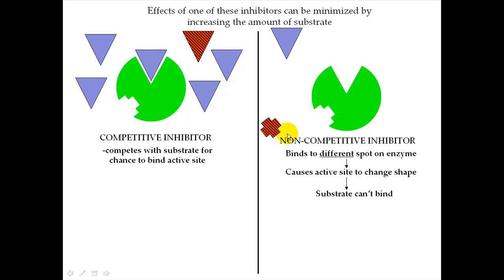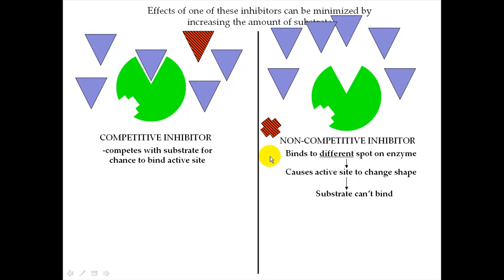That's not the case if what you happen to have is a non-competitive inhibitor. So here, let's say that you try to prevent this inhibitor from doing its job by just jacking up the amount of substrate. Well, because of the way this non-competitive inhibitor works, jacking up the amount of substrate really ain't going to prevent this thing from doing its job.